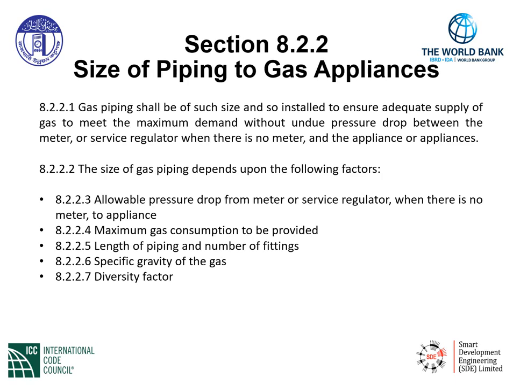8.2.2.4, maximum gas consumption to be provided. 8.2.2.5, length of piping and number of fittings must be considered as well. Because as you know, the longer the piping, the more restriction, the more pressure drop. The greater number of fittings equate to lengths of pipe, different pressure drops, valves, things of that nature contribute to the pressure loss of the system.